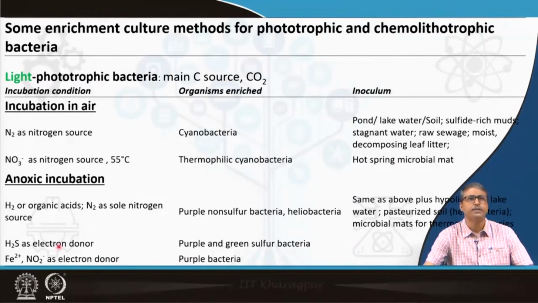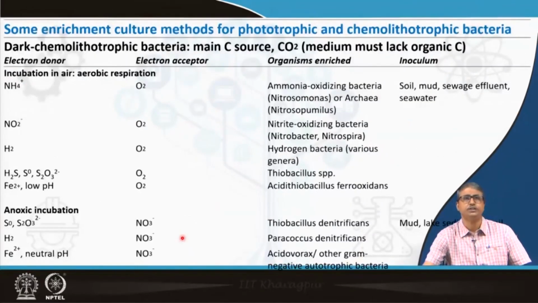Similarly, for anoxic incubation, since it is anoxic, we must provide the electron acceptor. So, the electron acceptor could be iron, could be nitrate, could be sulphate, and as electron donor we often provide hydrogen, or sometimes organic materials, organic acids are provided, sometimes reduced sulfides are also provided, and these are the type of organisms, like purple non-sulfur bacteria or green sulfur bacteria, that are generally enriched.